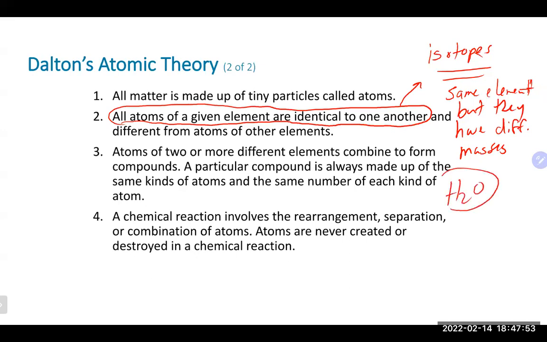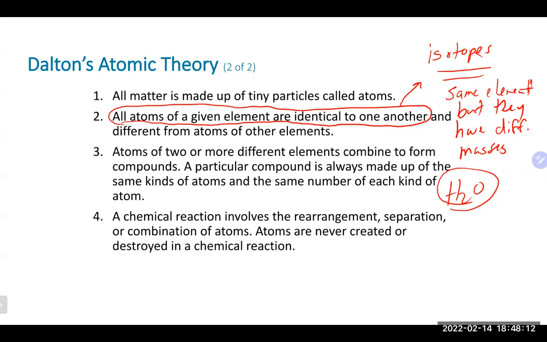You've got something like water. No matter where you get the water, it's always a combination of two hydrogens with every one oxygen, which is essentially the combination of, for every 8 grams of oxygen, 1 gram of hydrogen comes along with it. So that sort of combination is true.